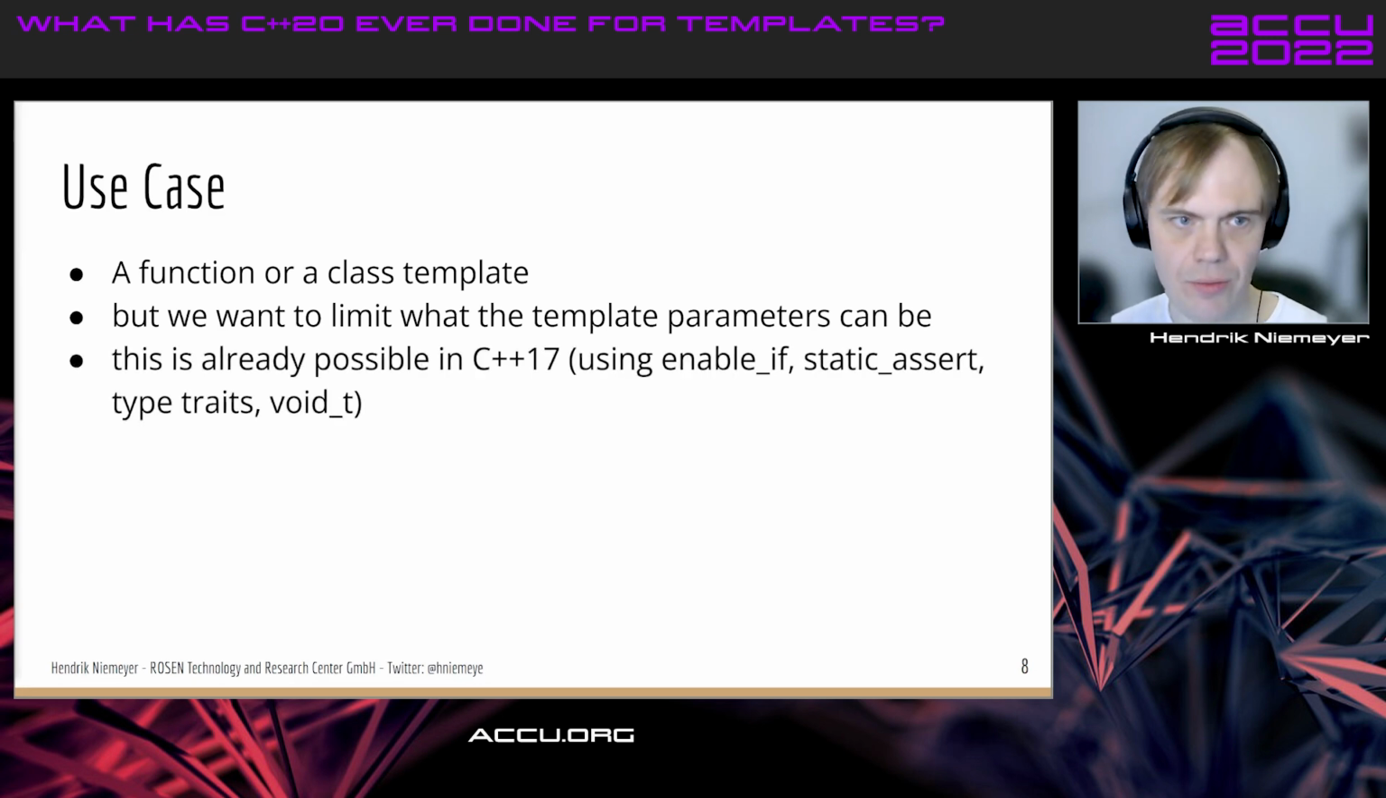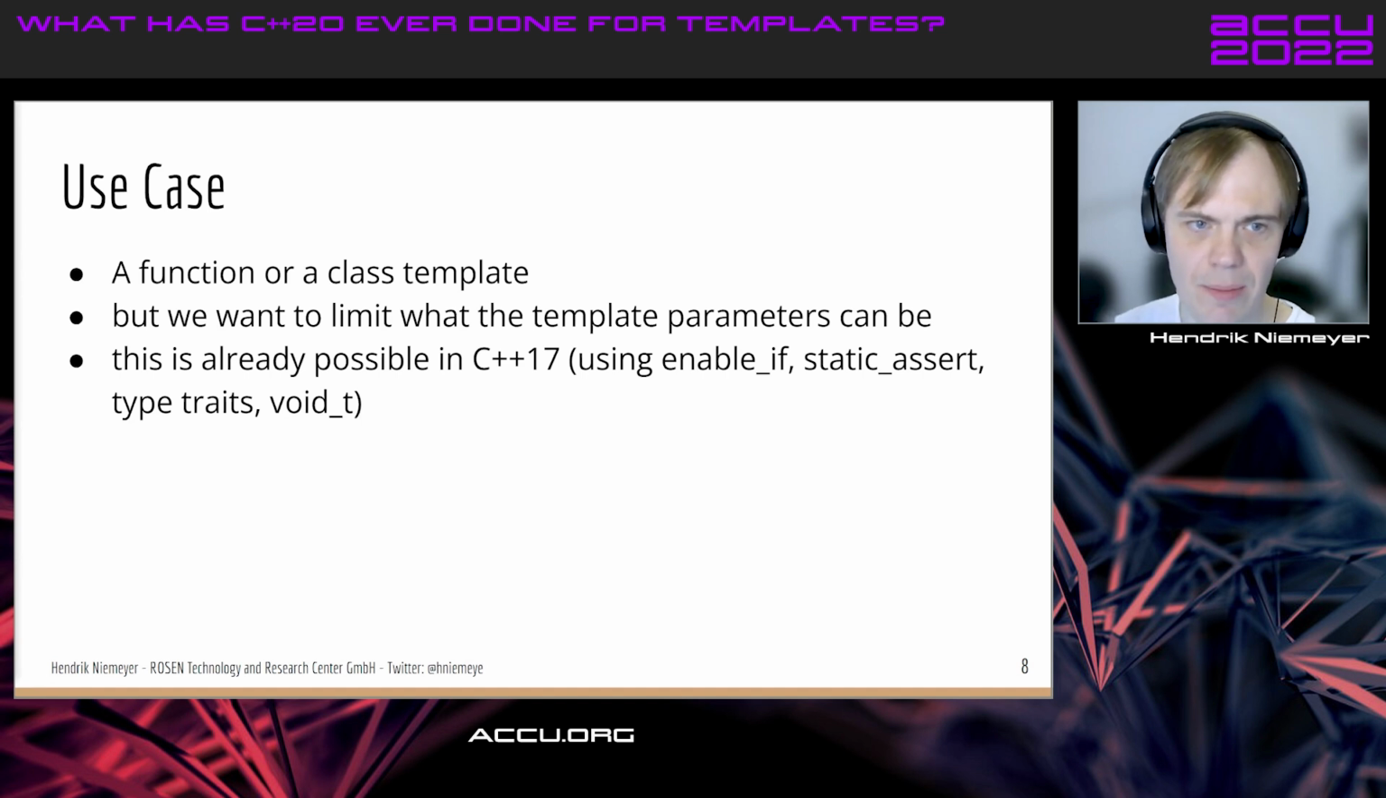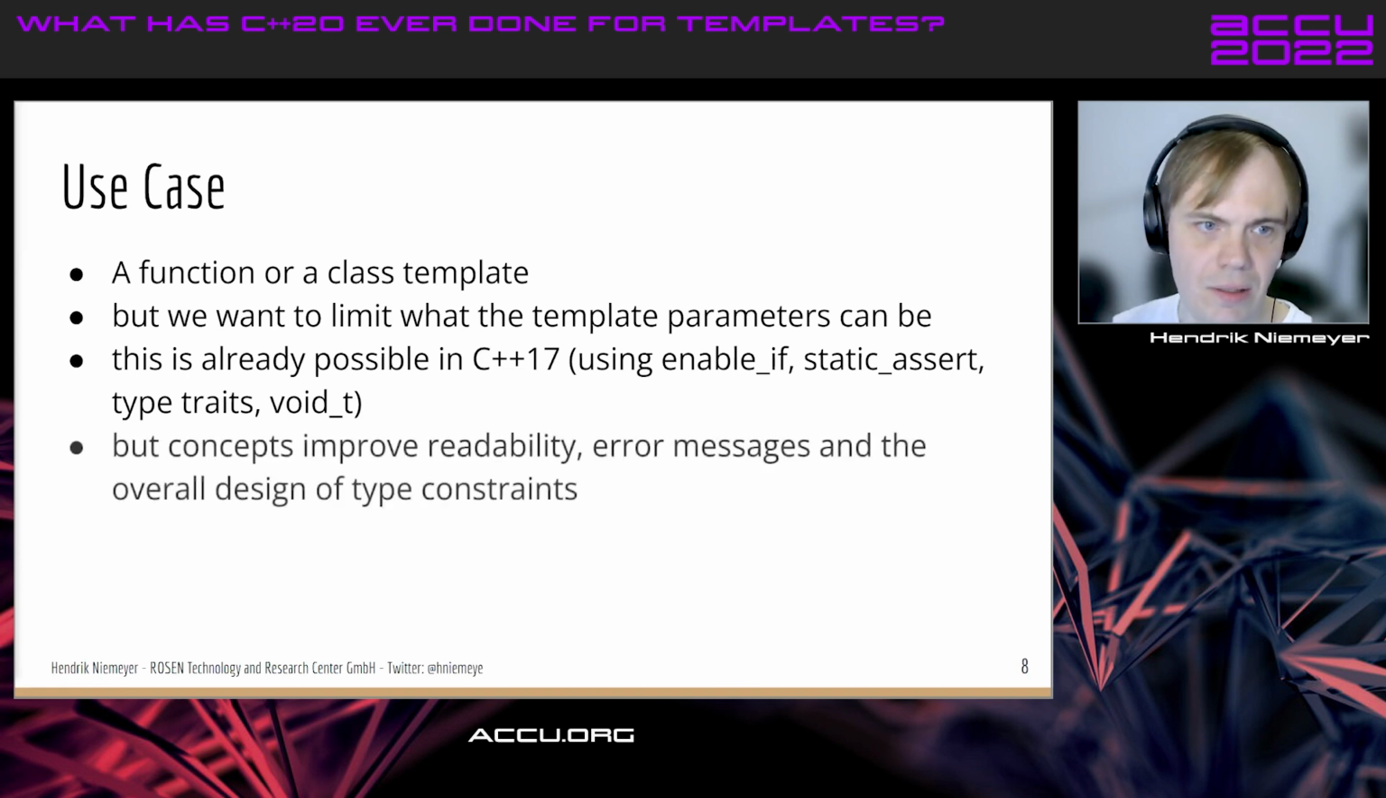And this is, of course, already possible in C++17. We have tools like enable_if and static_asserts. We can use enable_if to steer SFINAE in some direction. We can use static_asserts to just halt the compilation if we're not satisfied with the types. We can use type traits to find out what we put into a template. We can write our own type traits with tools like void_t. Everything is still possible. But with C++20, we get concepts, which improve on that in several ways.